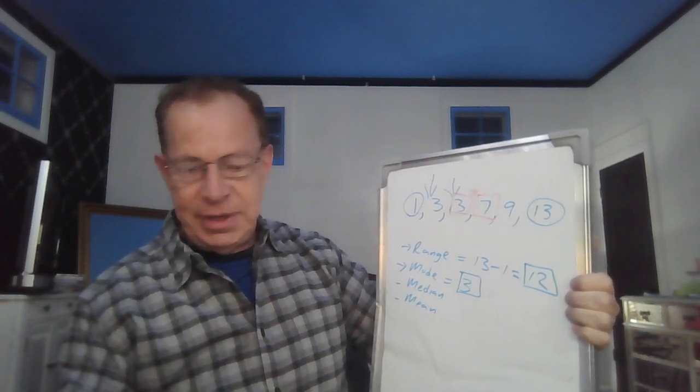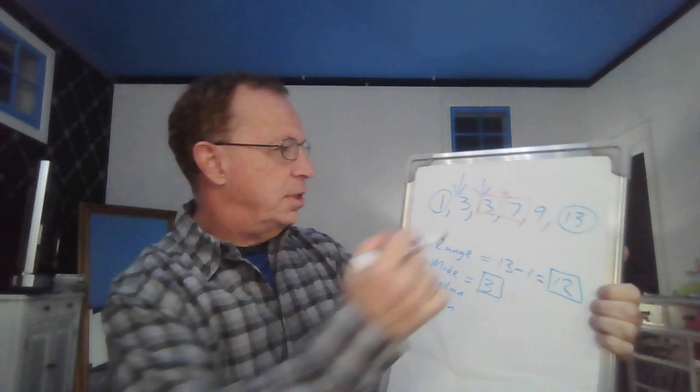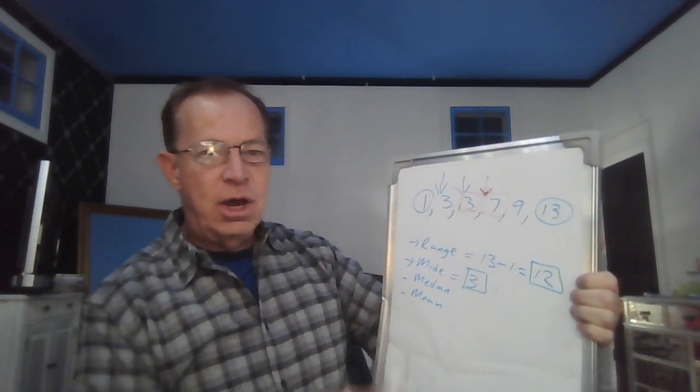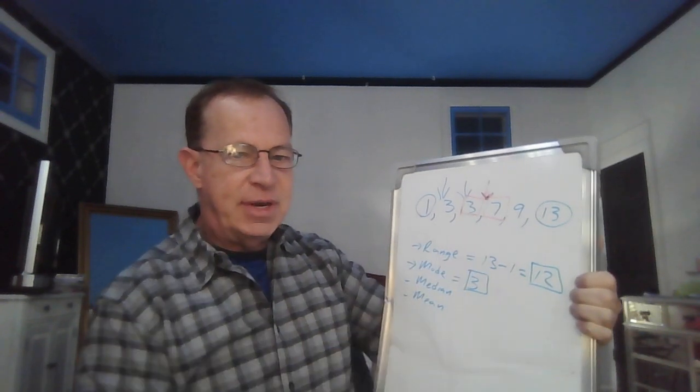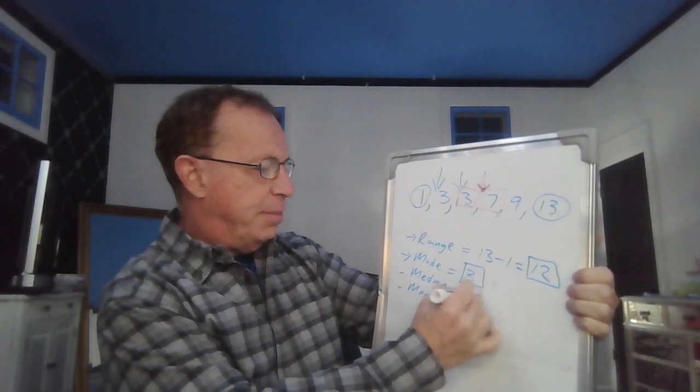Now, that pen doesn't work too well, does it? Let's try another one. How about this one? This one, right in between 3 and 7. You could probably eyeball this and just say the number right between 3 and 7 is 5. And so that would be the median.